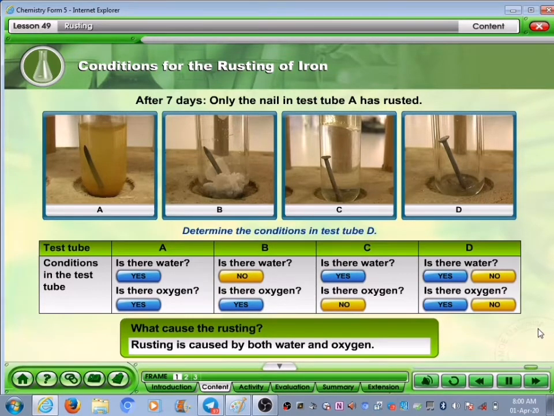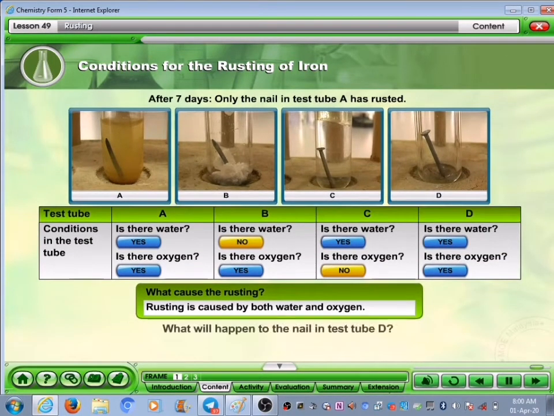Determine the conditions in test tube D. Well done! What will happen to the nail in test tube D? Discuss with your teacher and friends.